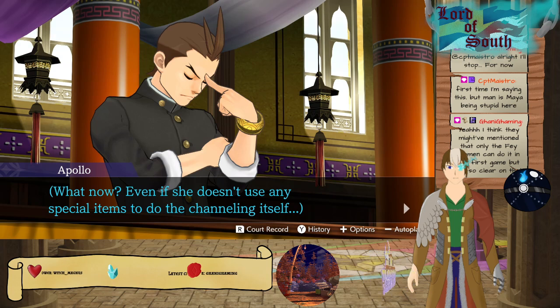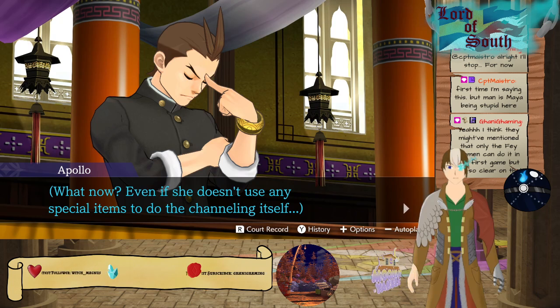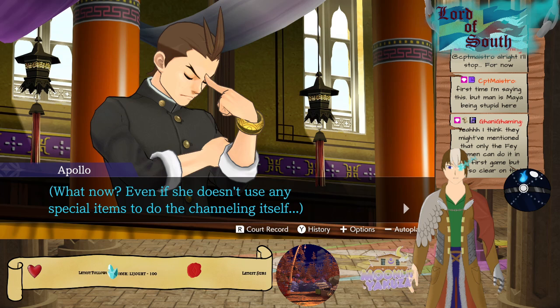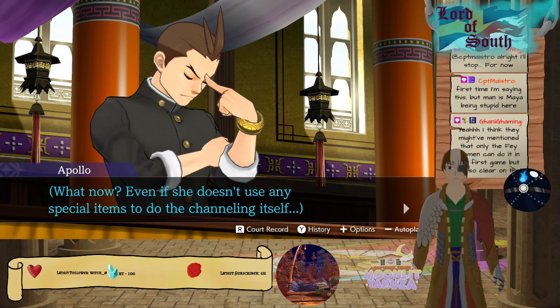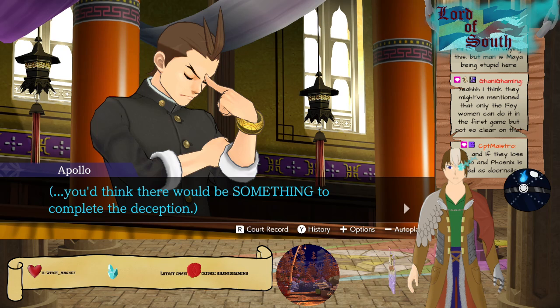I think they might mention that only Fae women can do it in the first game, but not clear on that. The Fae are probably the same, like, branching trees, because these ones aren't Fae, these are just others. What now? Even if she doesn't use any special items, she does the channeling herself. You think there would be something to complete the deception?